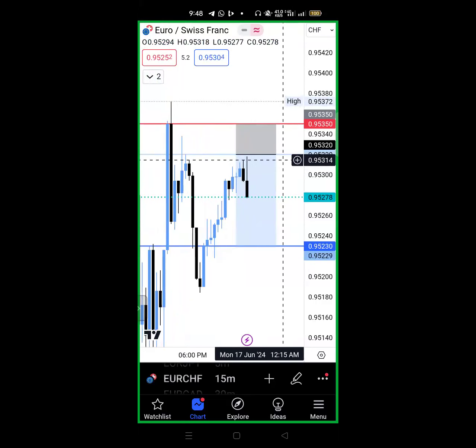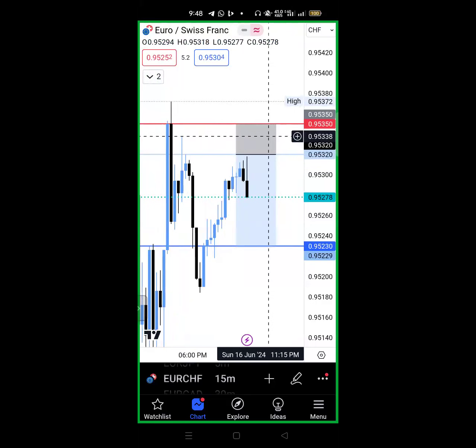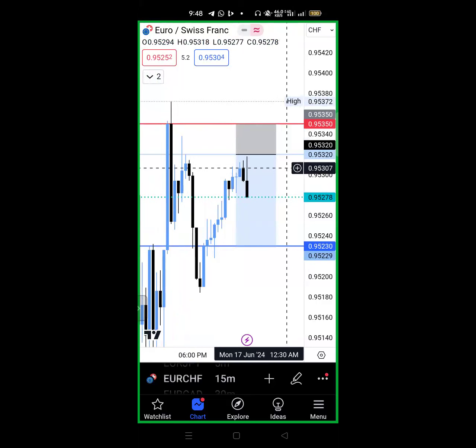Can you see the liquidity here? There's also liquidity here. There's also liquidity here. Do you see it now? Now, you want the market to come take any one of these out. Whenever it's been taken out, you will not enter the trade immediately.